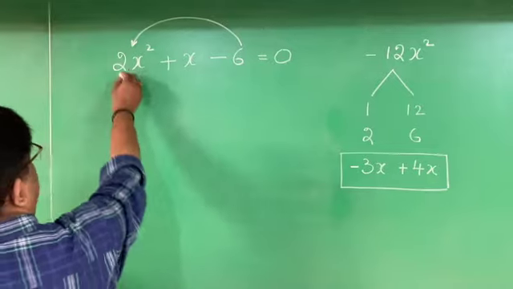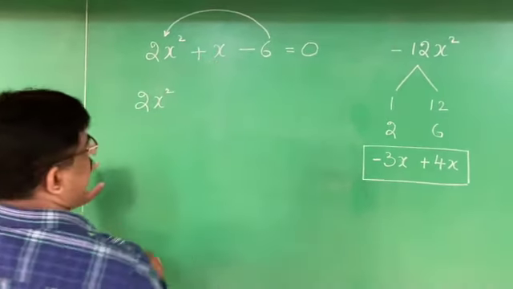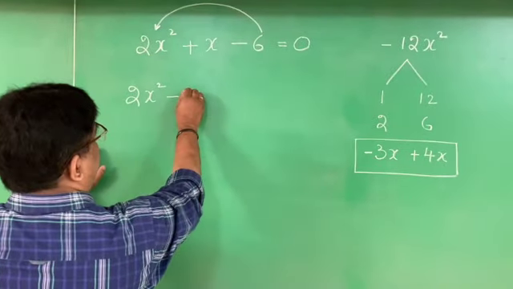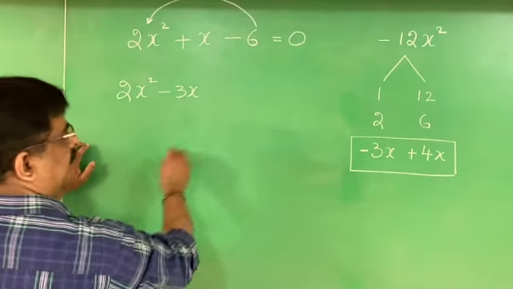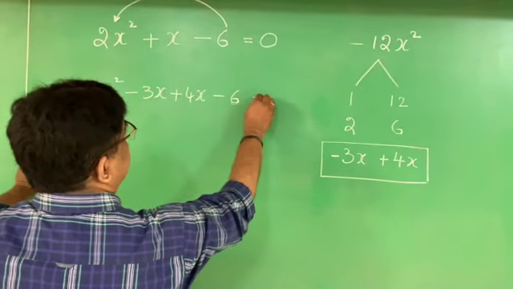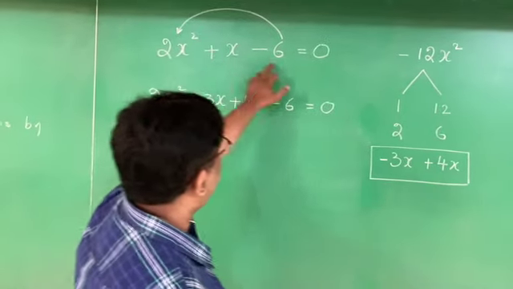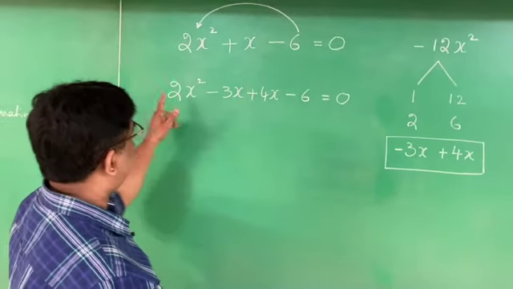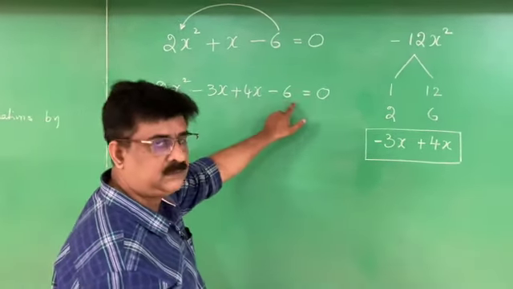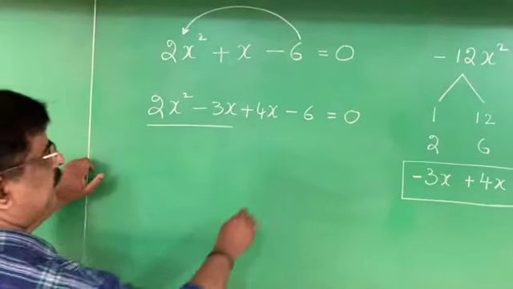Now, I replace 2x square as it is. Instead of the middle term, that is plus x, I write minus 3x plus 4x minus 6 is equal to 0. Now the trinomial is this. By splitting the middle term, I got the 4 terms. The next step is to group the first 2 terms and the last 2 terms.